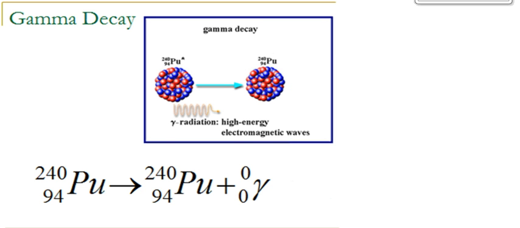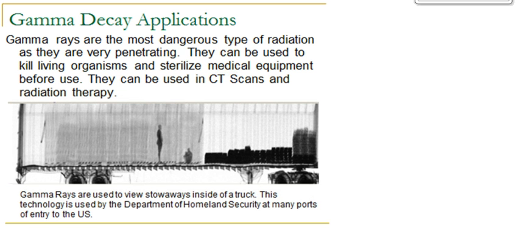Gamma decay, this one, everything stays the same, 240, 240, 94, 94, because the gamma ray has no discernible mass. It's high energy radiation. This is the upper end of the electromagnetic spectrum, the opposite of radio. So it's gamma decay. An application of gamma rays, they're the most dangerous. So if you get hit with gamma rays, they're so high energy that they can kill your cells. They kill stuff inside your cells.